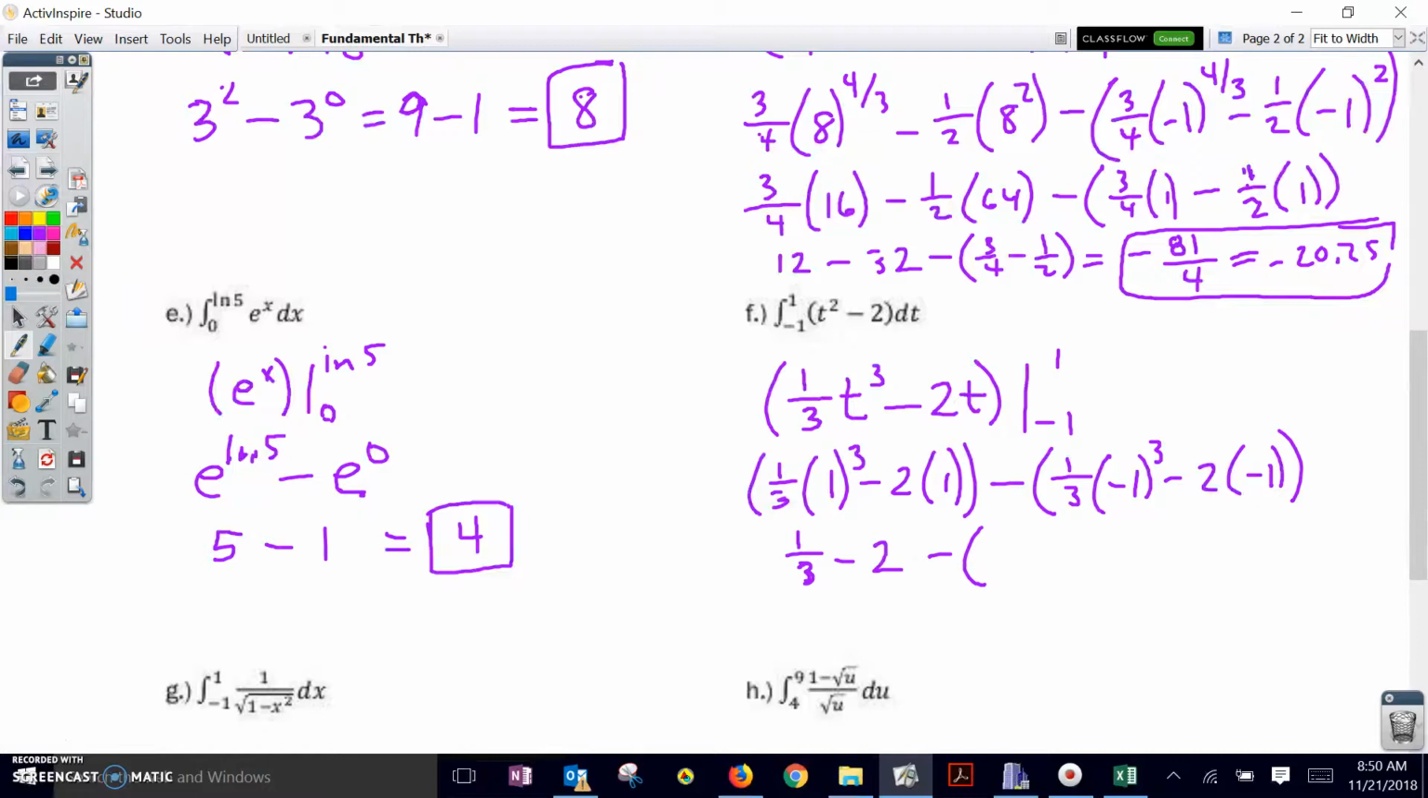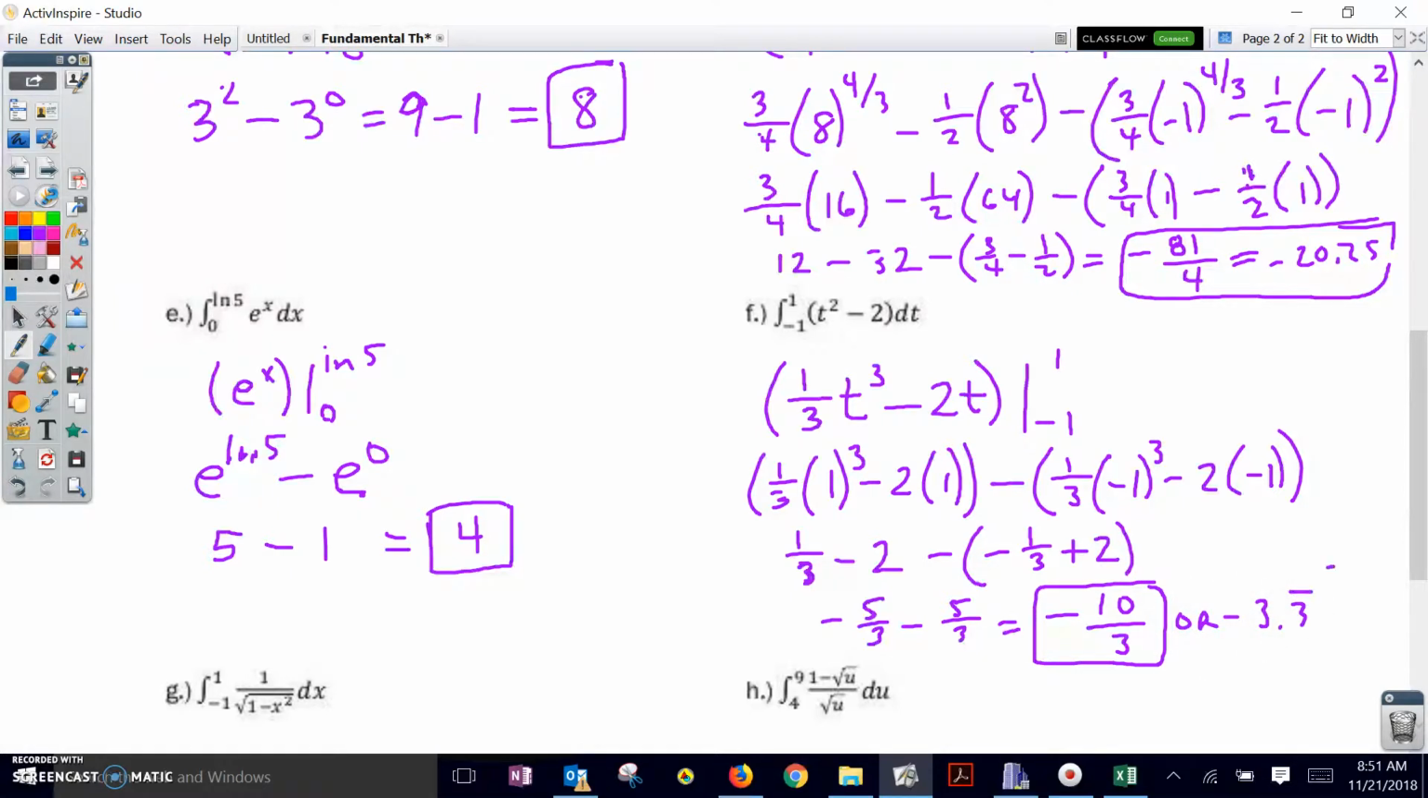And so that gives me 1/3 minus 2 minus the quantity -1/3 plus 2. And so we end up with -5/3 minus 5/3. And so our value for our definite integral will be -10/3. Or for those of you who like the decimals, -3.3 repeating.